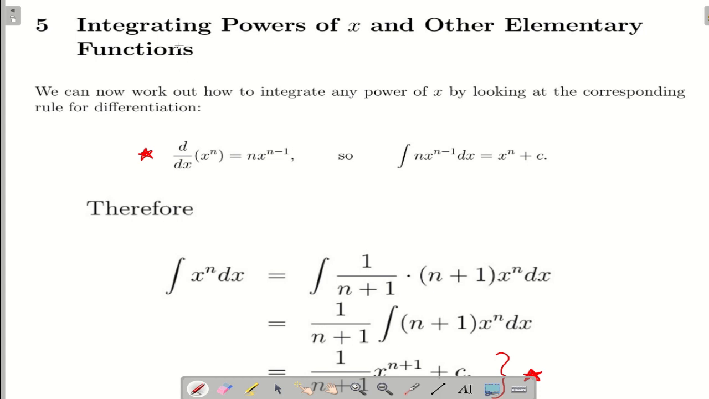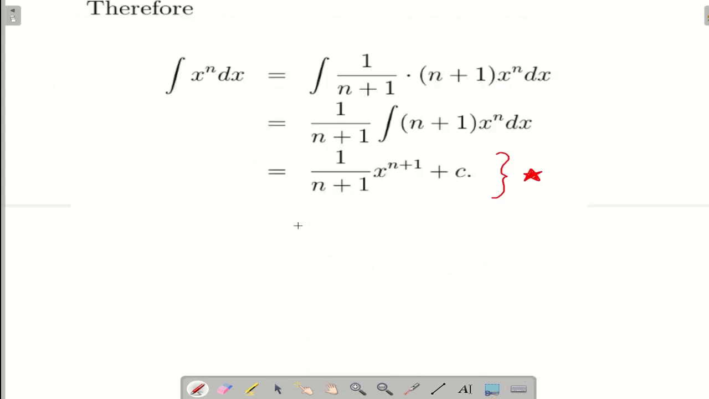And now we go to another topic, integrating powers of x and other elementary functions. We can now work out how to integrate any powers of x by looking at the corresponding rule. This rule is that we integrate n x to the n minus 1, we get x to the n plus c. So the most important integration you have to remember is the integration of x to the power n dx is equal to x to the power n plus 1 over n plus 1, and don't forget the plus c. This is what you want to remember.